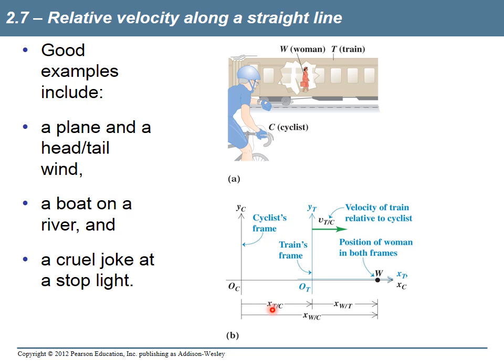Now, the position of the train with respect to the cyclist, well, the cyclist sees the train moving forward as well, right? So the position of the train with respect to the cyclist is that it's moving forward, and the position of the woman with respect to the train is that it's moving forward as well. Now, if I were to add these two together, then I would get the position of the woman with respect to the cyclist, because the train looks like it's moving forward to the cyclist, and the woman looks like she's moving forward with respect to the train. Add these together, and it looks like the woman is moving very fast with respect to the cyclist.